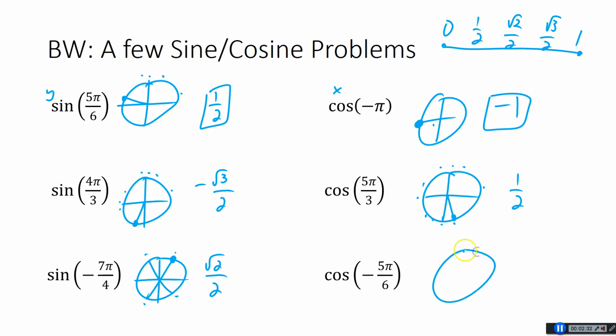Negative 5 pi over 6. 1, 2, 3, 4, 5. Remember, it's negative, so I start by going down instead of going up. So negative 5 pi over 6. Cosine there is going to be the long value, and it's on the left, so it's negative root 3 over 2. So I was remembering cosine is the x, sine is the y, short value, long value. As long as you have this little number line memorized, it's pretty nice, not too bad.